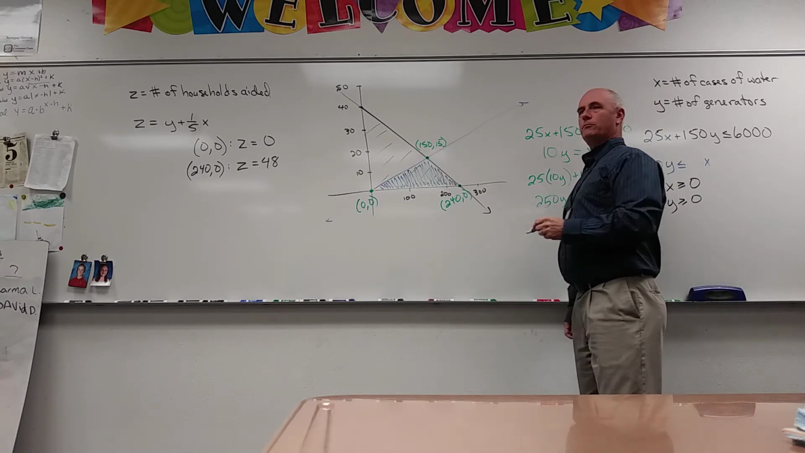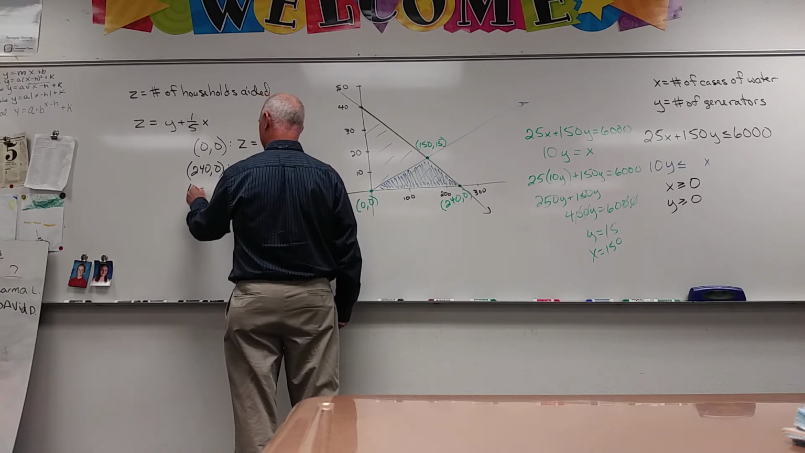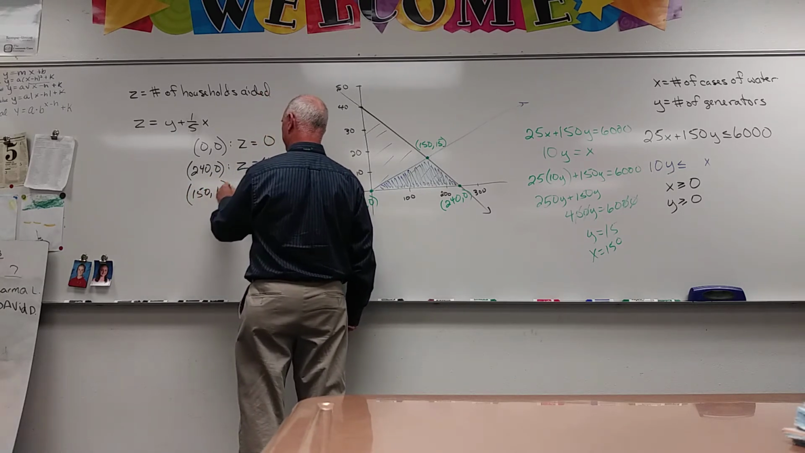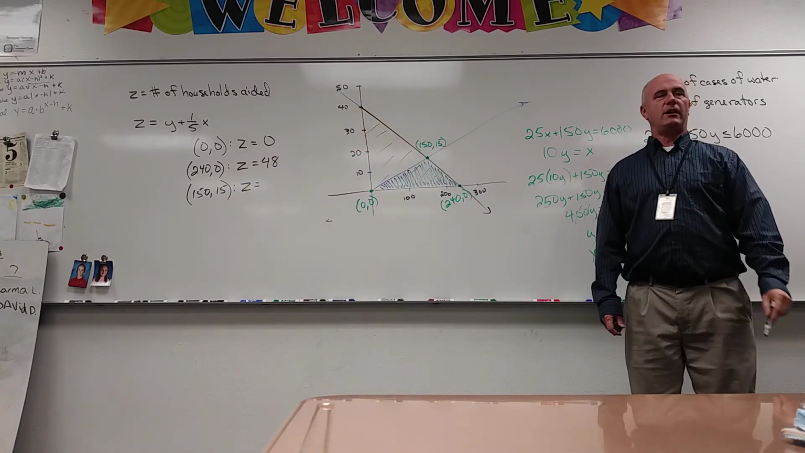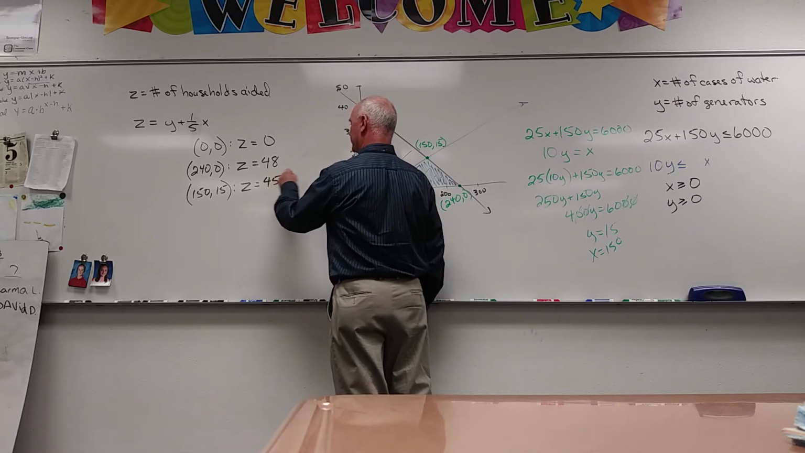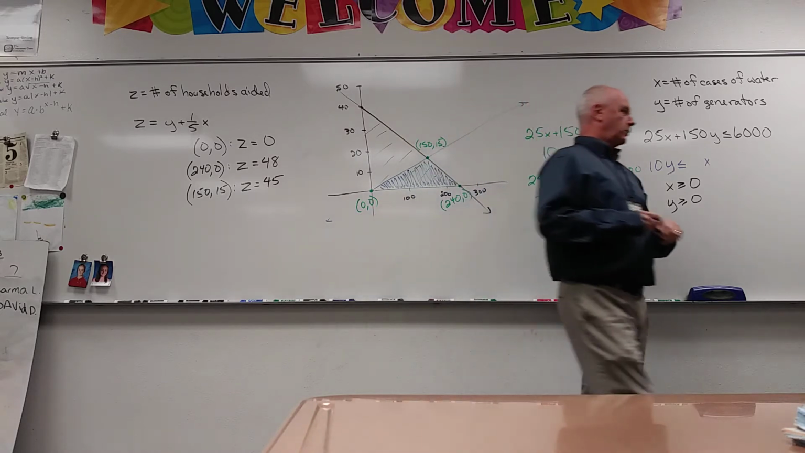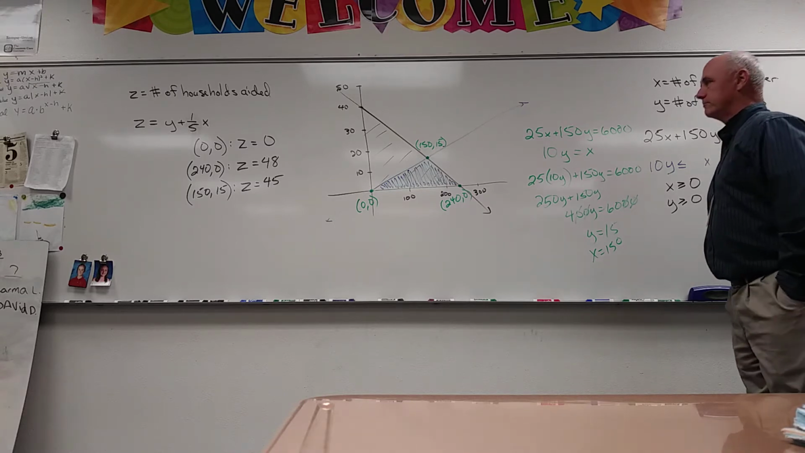And then comes the point that we all expect will be the point, right? 150, comma 15. If we plug in 150, comma 15, we get a Z of 45. So according to the problem that we have right here, what is best for the people of Louisiana? Water. Lots of water. 240 cases of water and 0 generators.